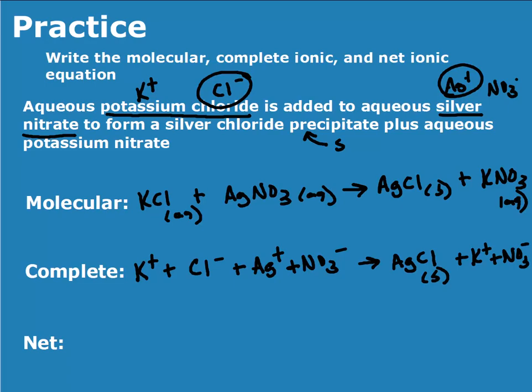Next, we're going to cross out our spectator ions. Spectator ions are the ones that did not change. They look exactly the same on both sides. Potassium ion didn't change, and nitrate didn't change. Again, the ones that we're crossing out are spectator ions.